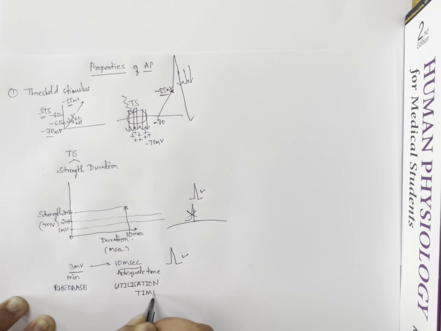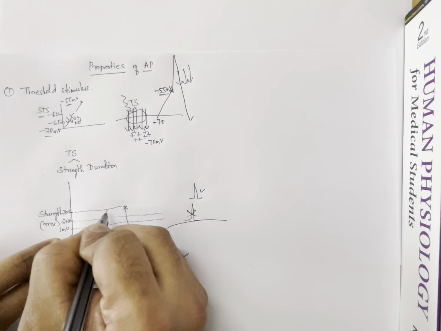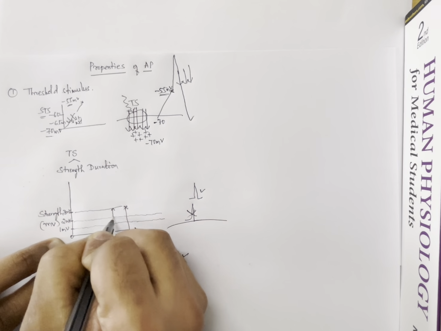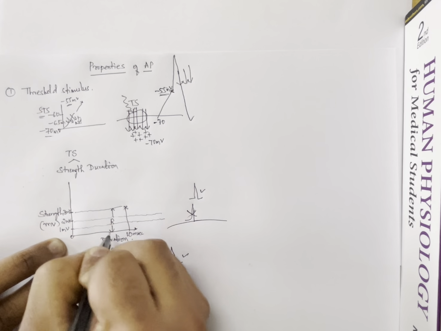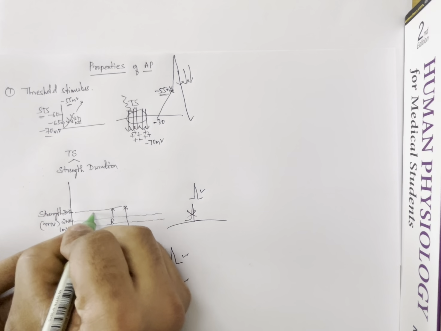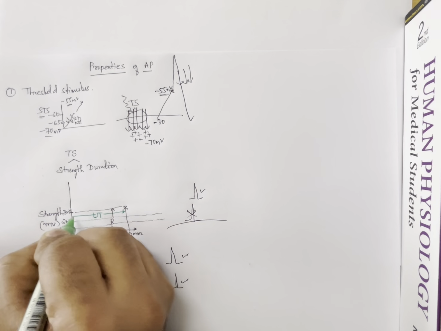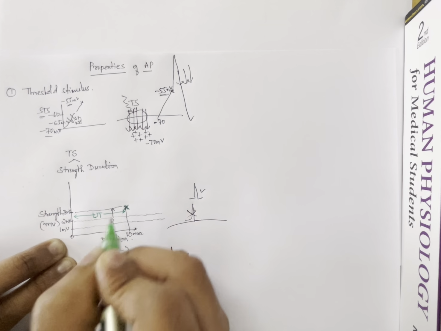Utilization time. When rheobasic current was applied for the utilization time, an action potential was generated and the response was seen. So here we can plot it: this is the strength of the current, this is rheobase. When this rheobase is applied for how much duration? Utilization time. Up to this point is the utilization time, and at this point the action potential was generated.